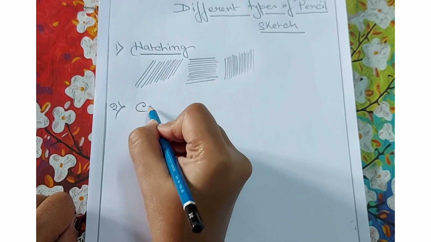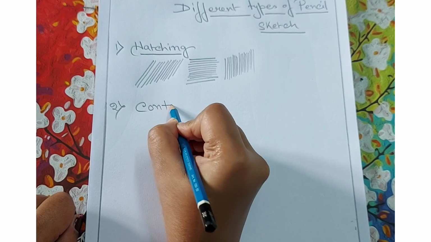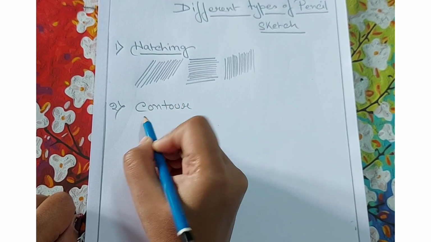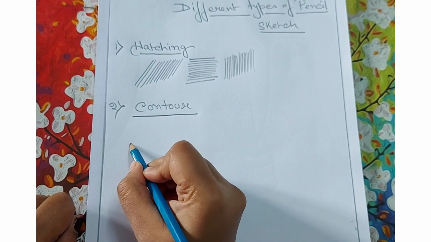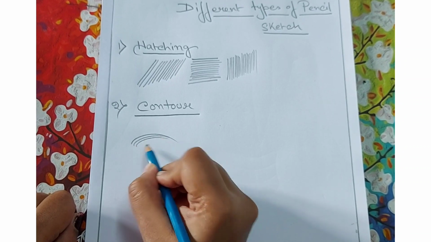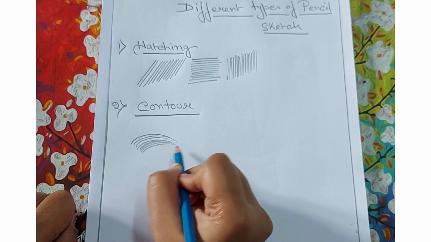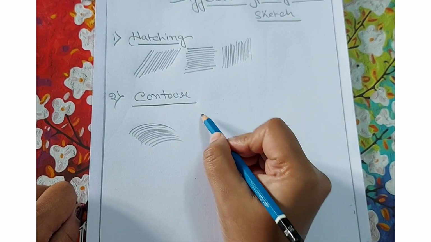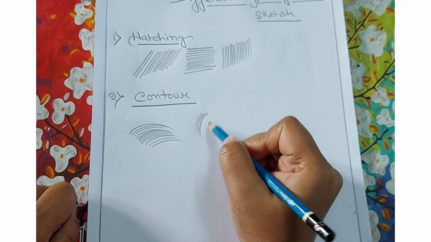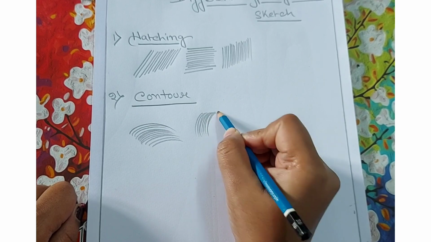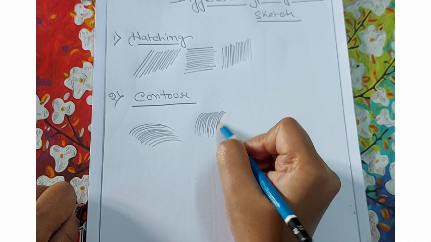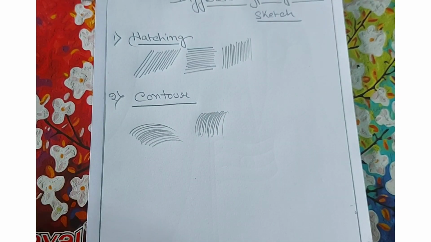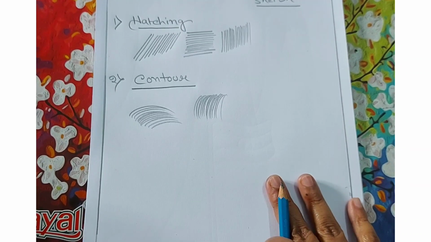So our next type is contour. So in contour, we do curved lines. In hatching, we did straight lines, right? In contour, we have to do curved lines. That can be vertical, that can be horizontal, no issue, but you have to do curved lines only. Okay, so we understand contour.